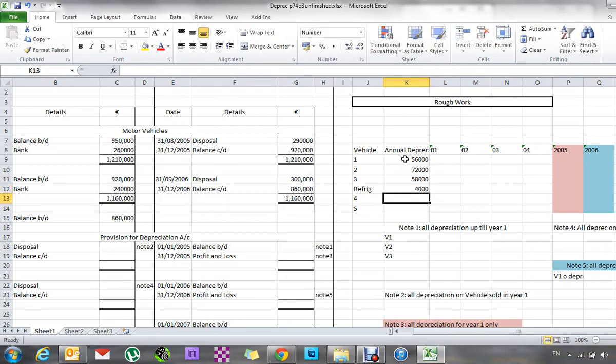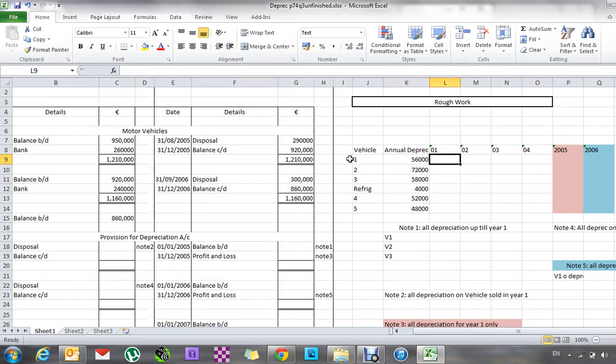The first replacement vehicle is worth 260. 20% of that is 52 grand a year. And the second one was bought for 240, it's worth 240, so it's 48 grand depreciation a year. So now I put in my dates that I've had it, so I can multiply the amount of time I had it by the annual depreciation, and that will give me the figures to go in the different parts of the accounts.